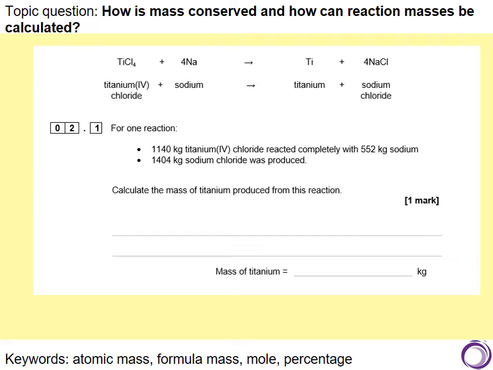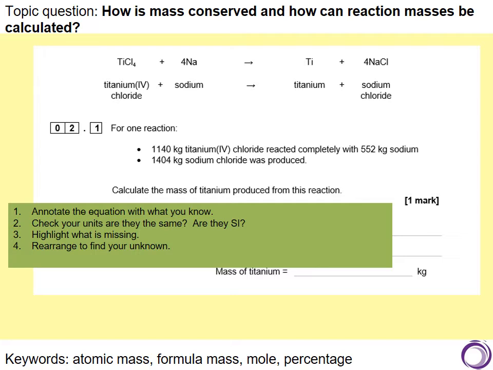from this reaction. As you can see, this is a 1 mark question, so we're not looking for a complicated calculation with this. So in tackling questions of this nature, annotate the question with everything that you know. Check that your units are the same, highlight what's missing and rearrange to find your unknown quantity. So here I know that I've got 1140 kilograms, so I'm going to annotate my equation with that, and I can continue with the mass of sodium and the mass of sodium chloride.